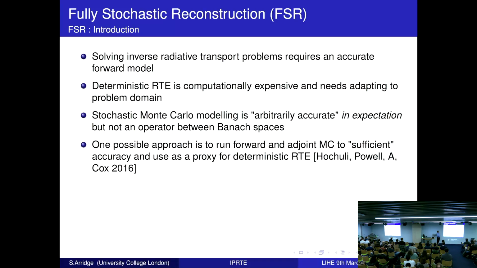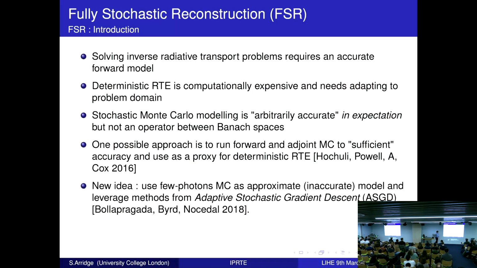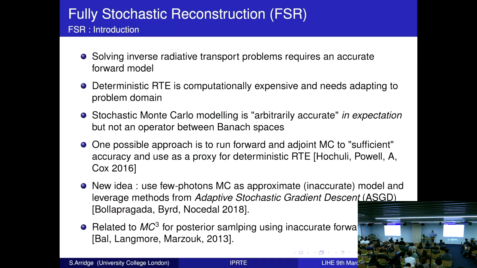Now, if we do this with a very large number of photons, we get an accurate estimate of the gradient, but this is quite expensive. So the new idea, where we borrow a bit from a couple of the previous talks, or connect it to them, let's say: if we use very few photons, we get an inaccurate model, but it's unbiased because the Monte Carlo is unbiased. And then we simply leverage techniques developed in machine learning for adaptive stochastic gradient descent. I mentioned there's something called MCMC, Markov chain Monte Carlo, which is a posterior sampling idea, which is related.